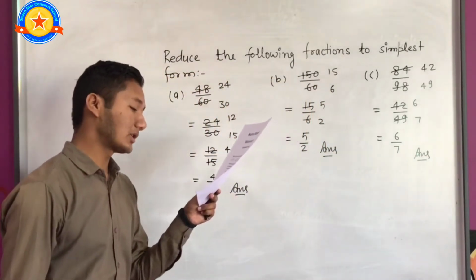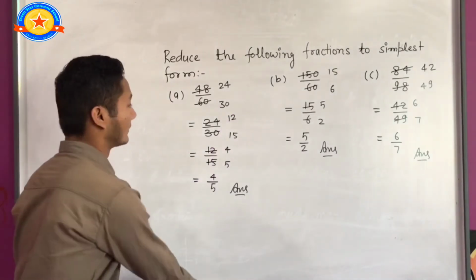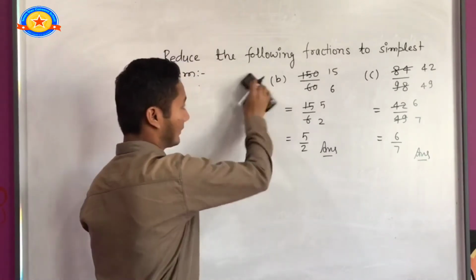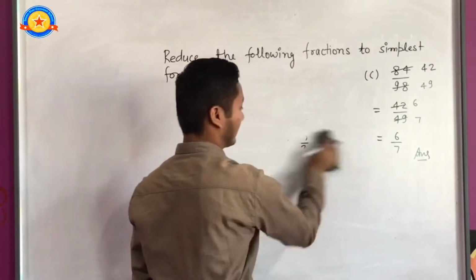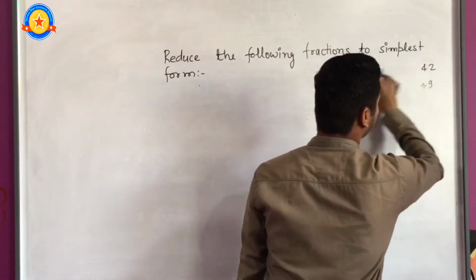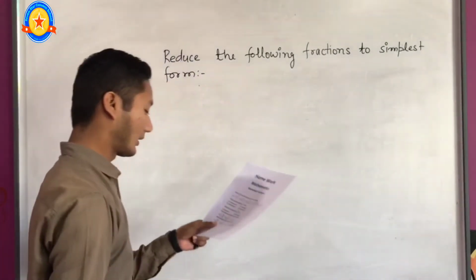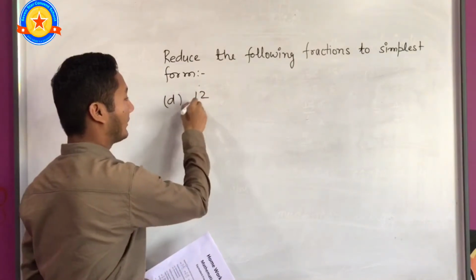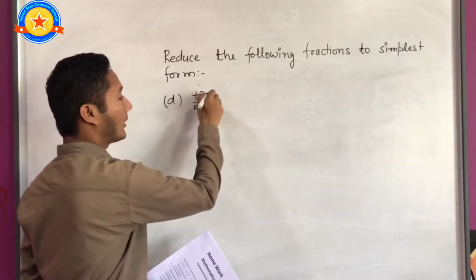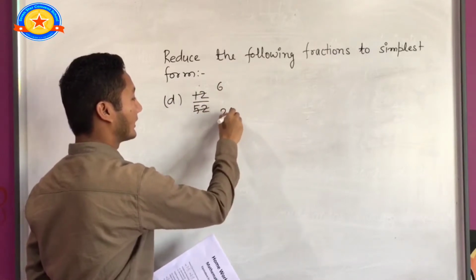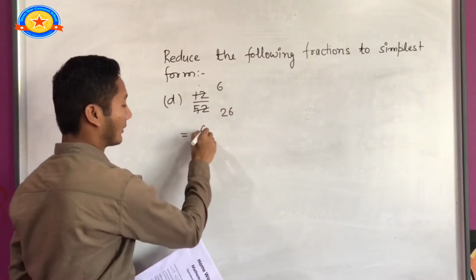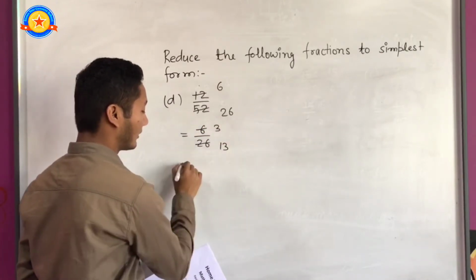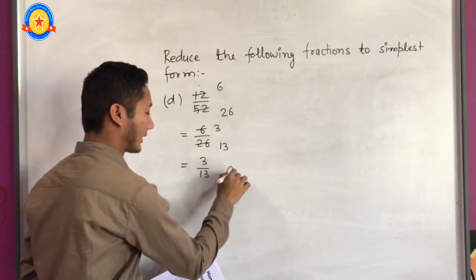Students, our next question is D part, 12 by 52. Divide by 2, it becomes 6 upon 26. Again divide by 2, it becomes 3 upon 13. 3 by 13 is our answer.